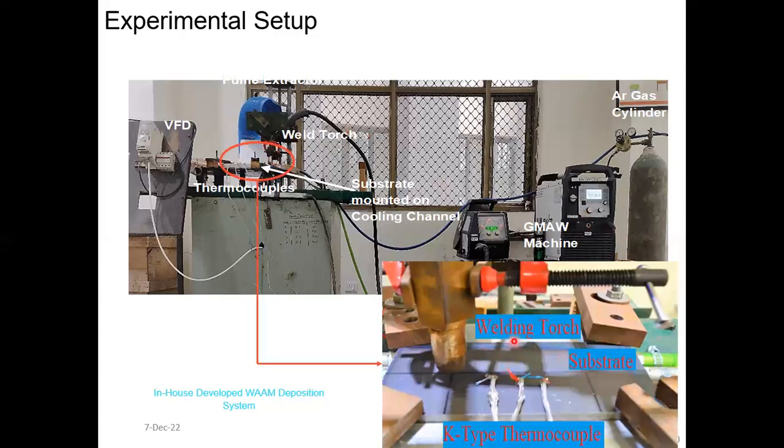So this is the close-up view of this deposition zone, in which a substrate plate is clamped at 4 different locations, and the torch is about to deposit the component. Apart from this, I have utilized K-type thermocouples, which are located at different locations, which I will discuss in a further slide.